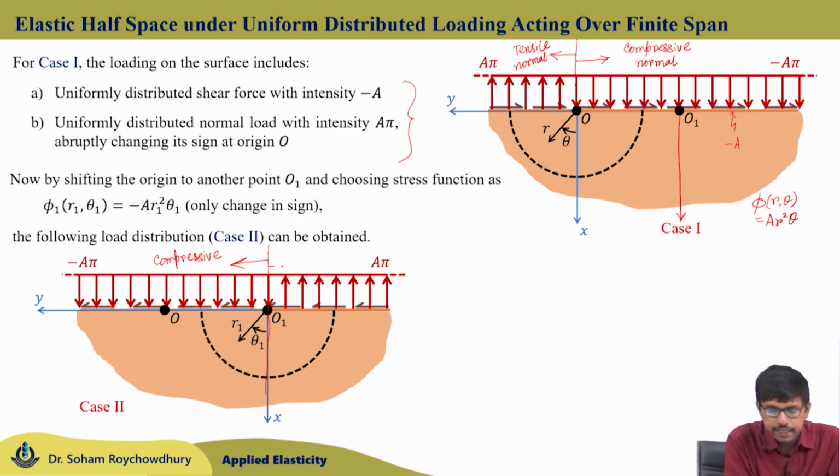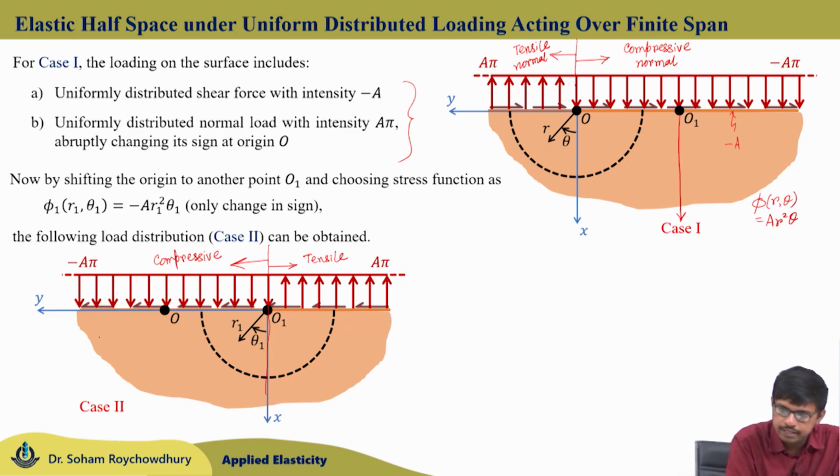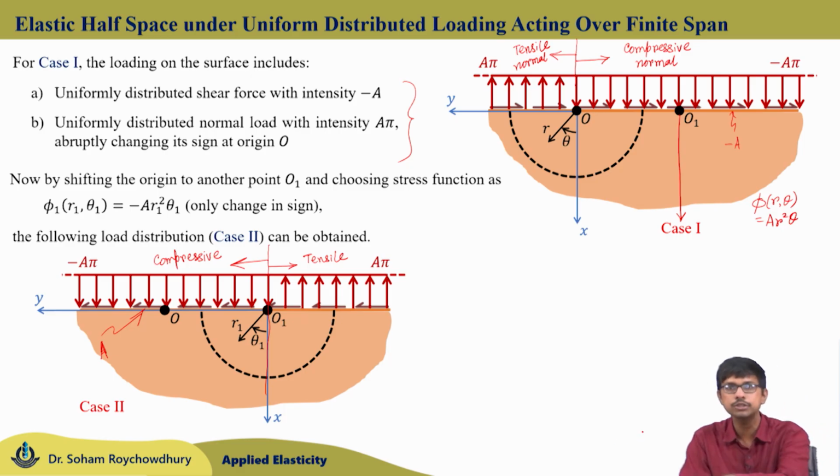and towards the negative y axis you are having the tensile normal load of intensity A pi, and for the entire surface you are having shear traction of intensity plus A. Now, if I compare these two, case 1 and case 2, and try to go for a superposition, then plus A shear traction and minus A shear traction will balance each other.